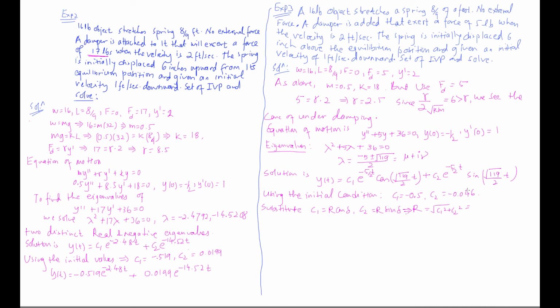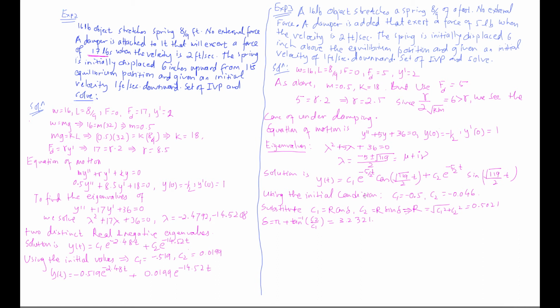This implies R is 0.5021. What I did is I plugged in the values of C1 and C2 here, okay? And this implies delta equals pi plus tangent inverse of C2 over C1. Because both C1 and C2 are negative, we look at the third quadrant, right? If you do that, you will get 3.2321.